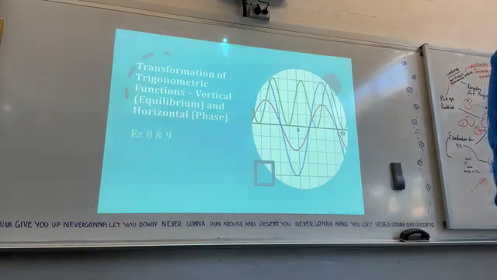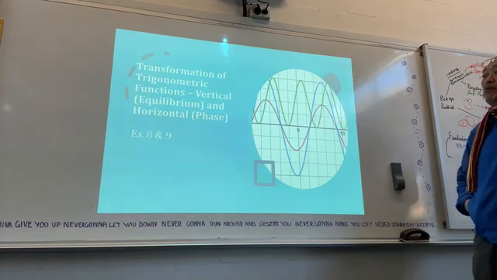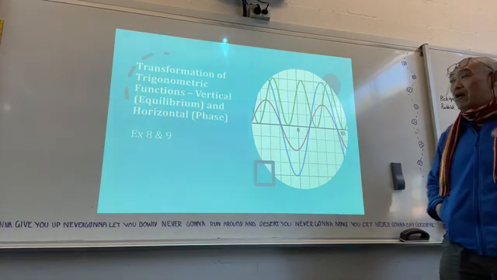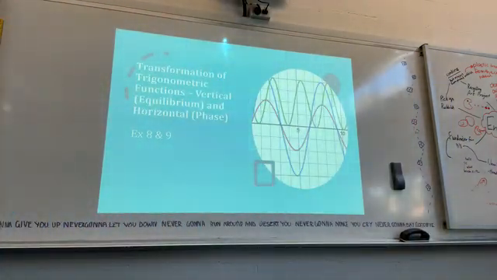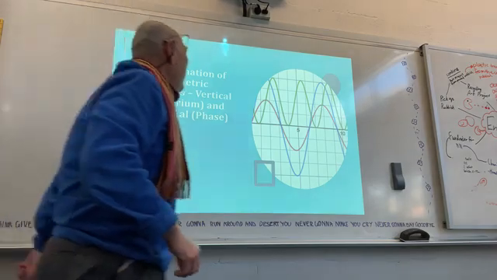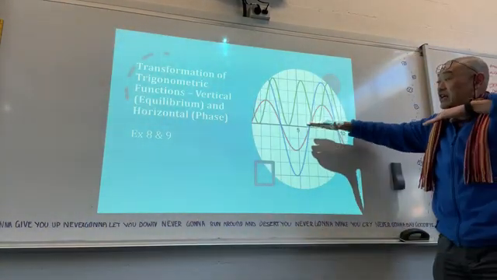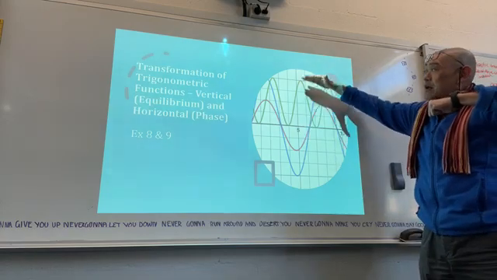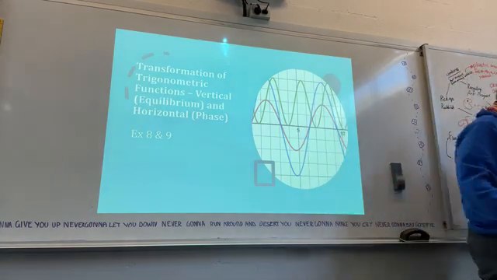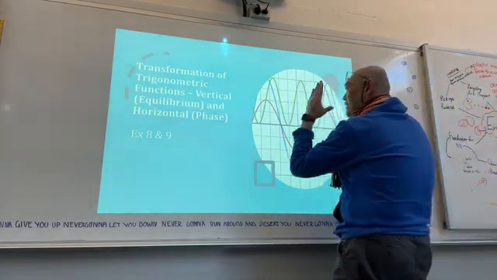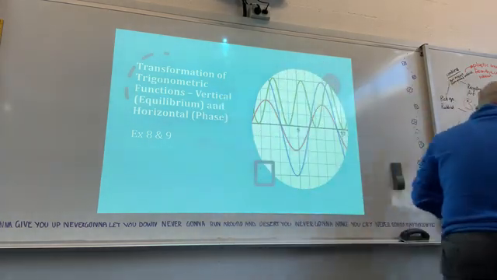All right. Let's have a look at transformation of trigonometric functions: vertical shift (equilibrium), and horizontal shift, which is phase shift. Vertical shift, or equilibrium, is just translating the trigonometric function in the direction of positive or negative y. Phase shift is translating the whole graph in the negative x direction or in the positive x direction.